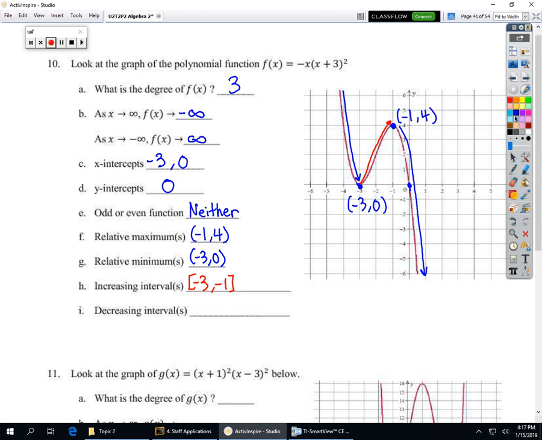For decreasing intervals, it starts decreasing off the graph, which means it starts from -infinity. It continues to decrease until it gets to -3. It decreases a second time, so we could put an and. I usually put a U. U is just union. It just means it's a math and. It continues to decrease from -1 off the graph, which means it goes from -1 to infinity.